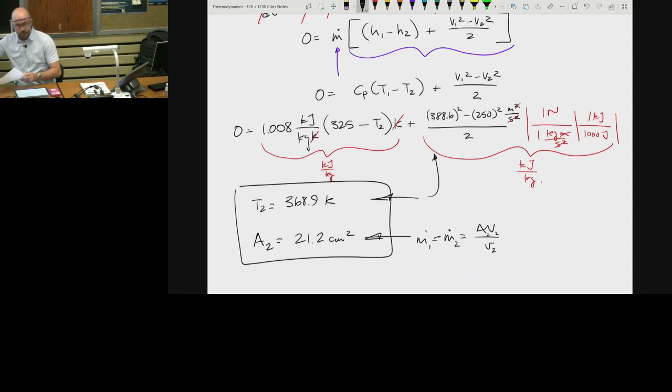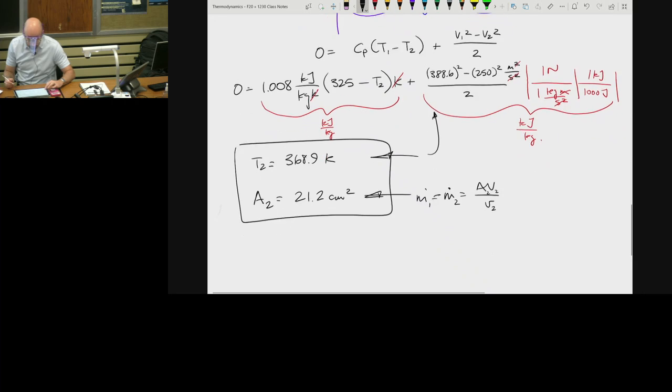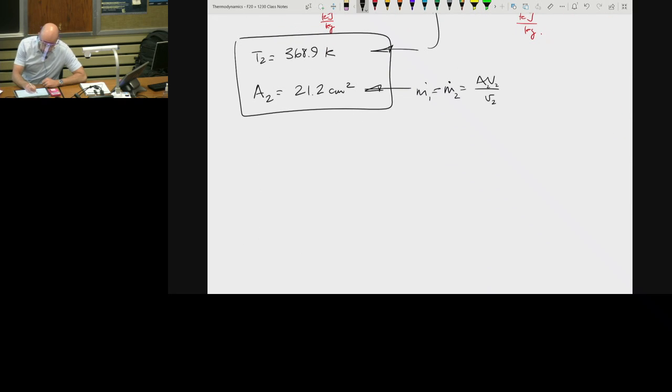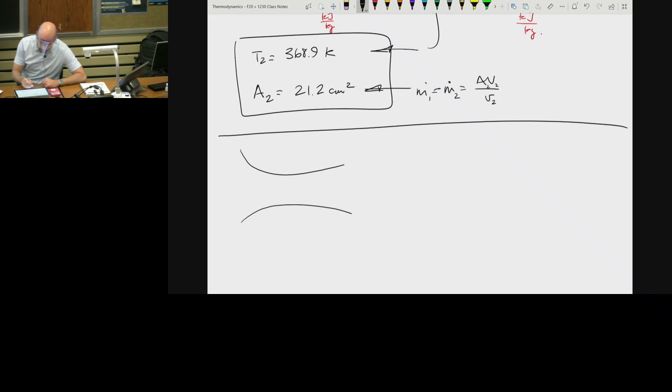But I want to get on to one last problem that changes things up just slightly, and that is of a nozzle. So here we're going to have a nozzle, and it's insulated. And what's flowing through this nozzle is not air, it is R134A. Go from state 1 to state 2.